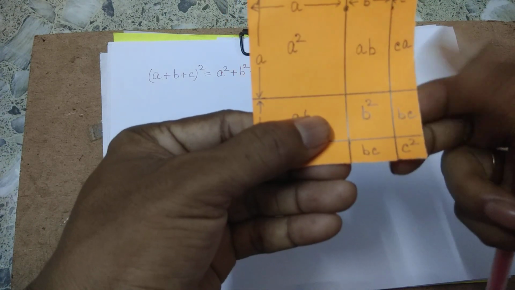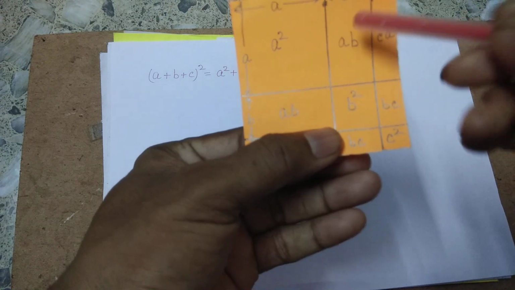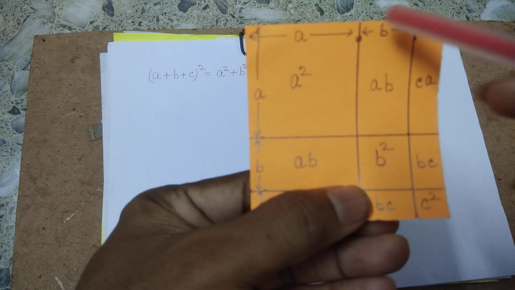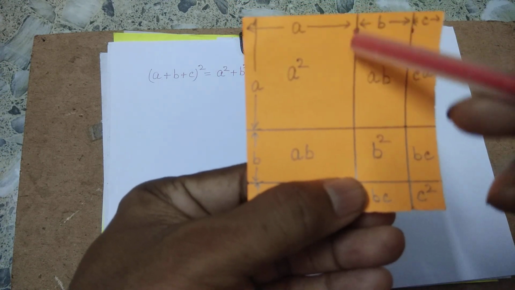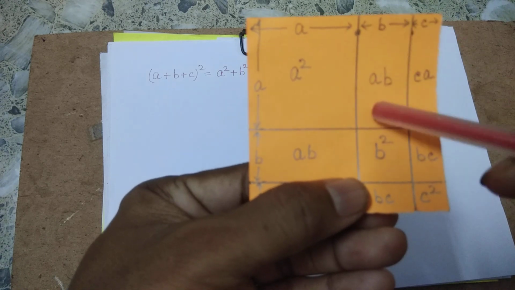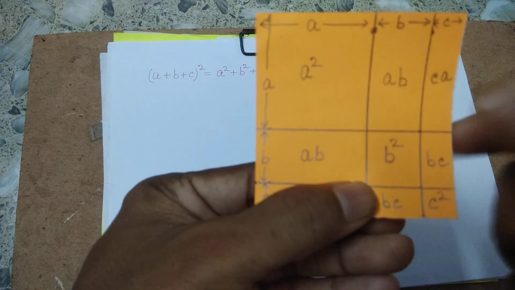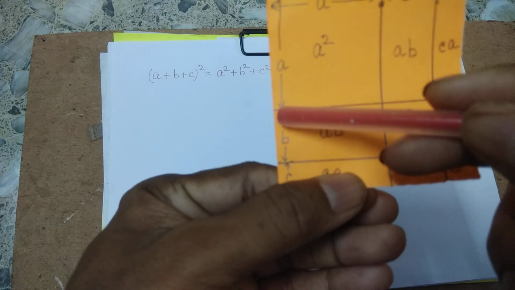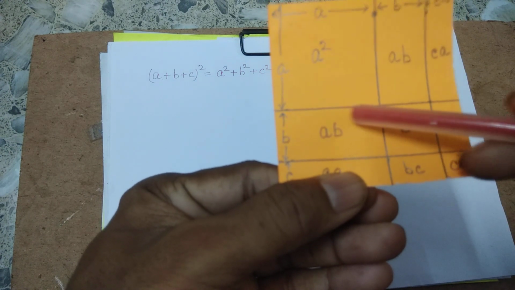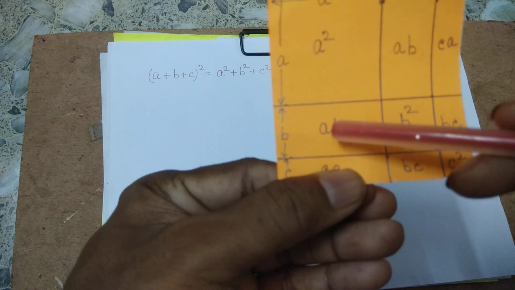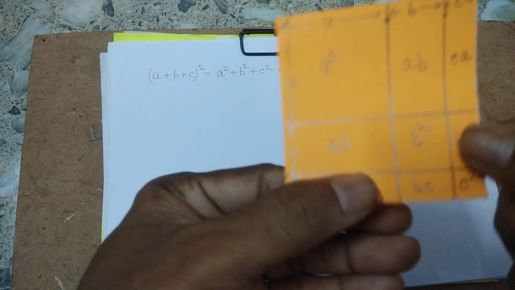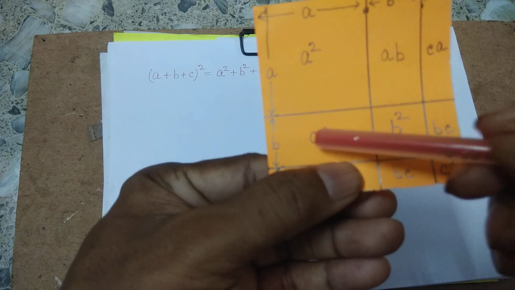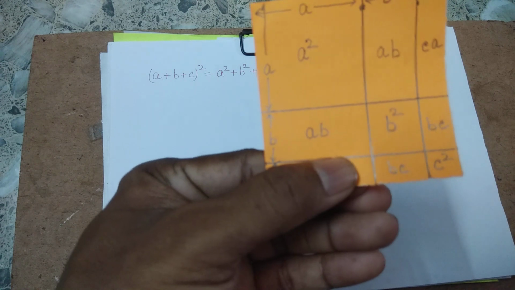Now here you see this part. This breadth is b, right? And the length is a. Therefore, the area of this part is ab, right? Now, see here this part. This is b, this is a. Therefore, the area of this part is ab. Therefore, we are getting ab plus ab. That means we are getting 2ab, right?